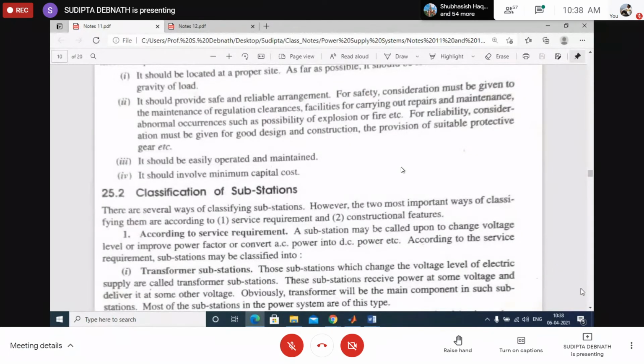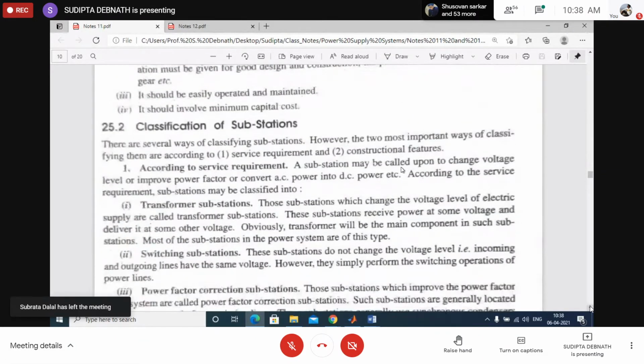So first, based on the service requirement, the first one is the transformer substation. It is the most common type of substation, you know. Next one, switching substations. These substations do not change the voltage level. However, they simply perform the switching operations of power lines. Maybe during some peak load period, you need to switch off some lines. Or maybe some lines are not always required to be in the circuit. They need to be switched off at certain instances of time. So those switching operations are done in these switching substations.